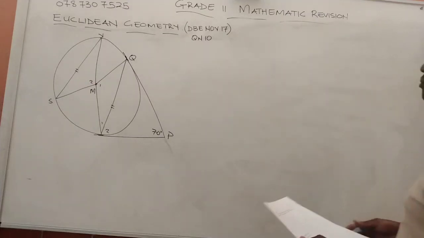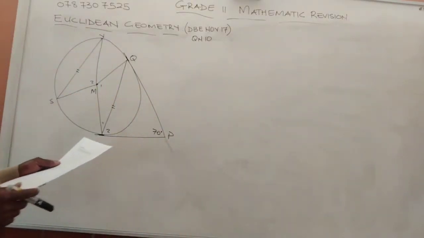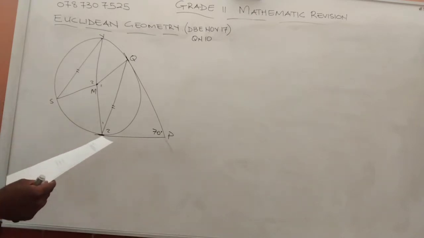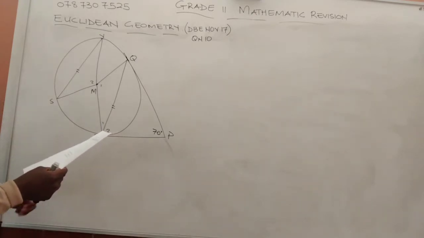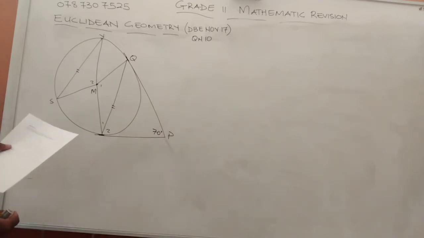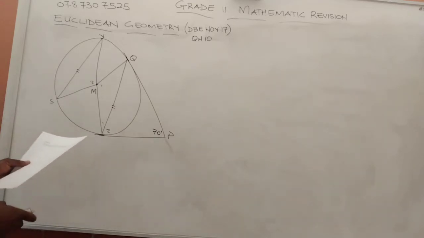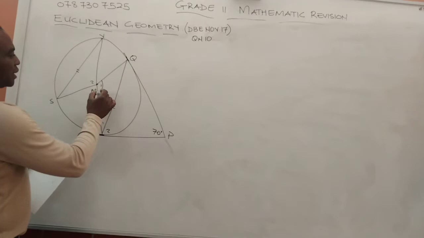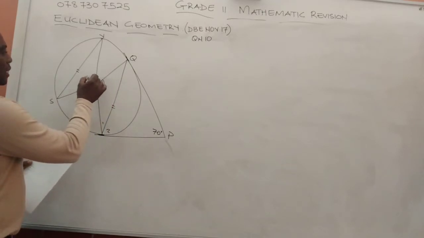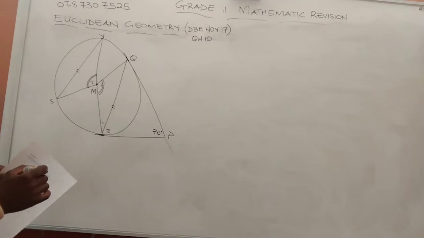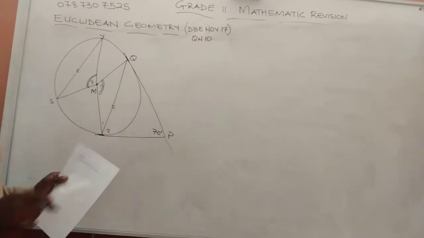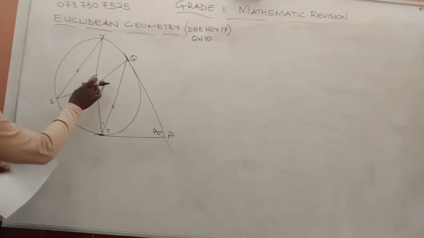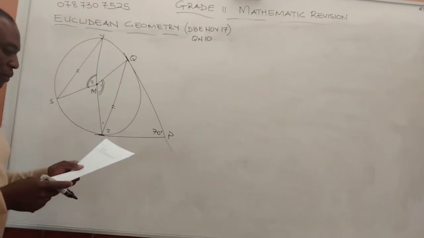Question number 10, November 2017. M is the center of the circle, SVQR, having equal chords SV and QR. And remember, once they say equal chords, the angles that are subtended at the center are equal. And if there are angles that are subtended by equal chords at the circumference, they are also equal. Okay, so already you must have taken note that angle M1 is equal to angle M2.